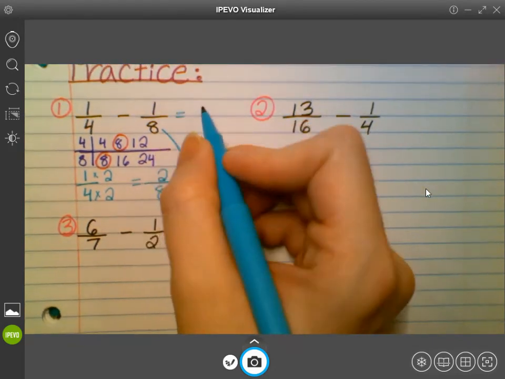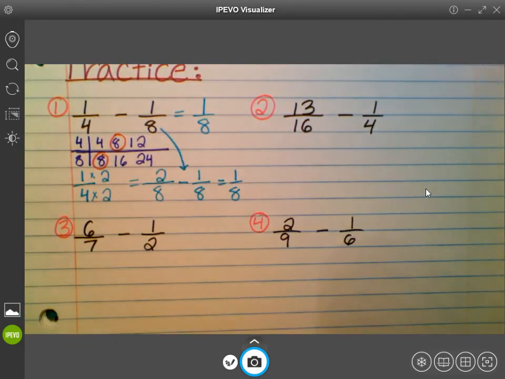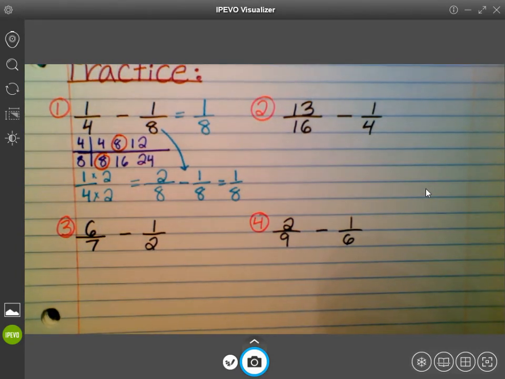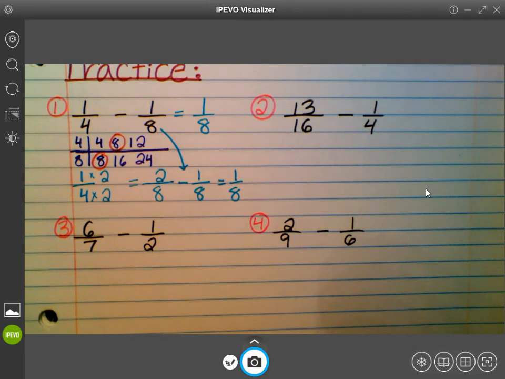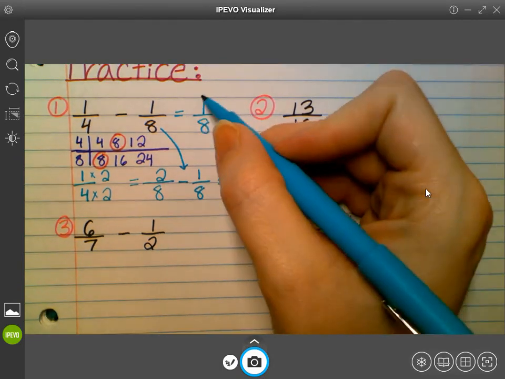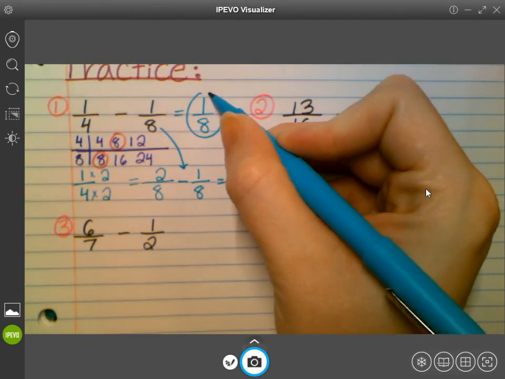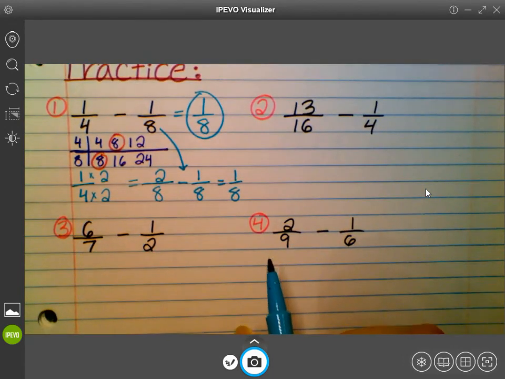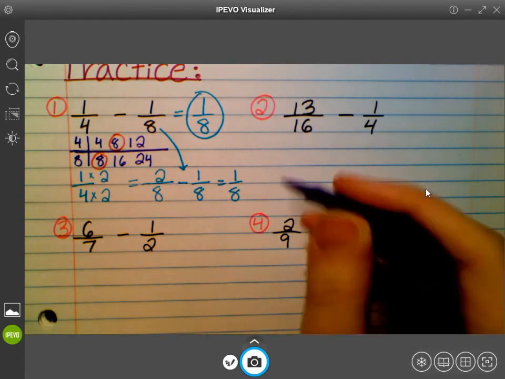1/8. How many of you got 1/8 as your answer? Okay. Make sure you subtracted and did not add. I know some people may have done that. This is subtracting. So what I would do is go ahead and look at 2, 3, and 4. Make sure you subtracted those and you didn't add them.